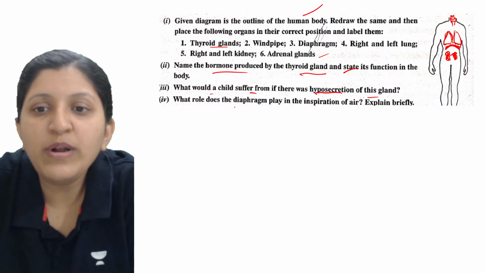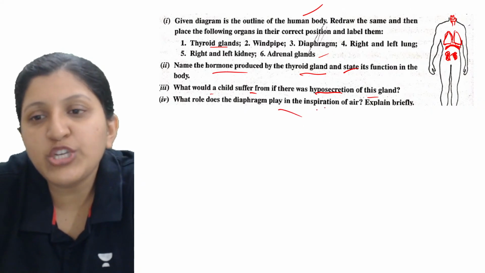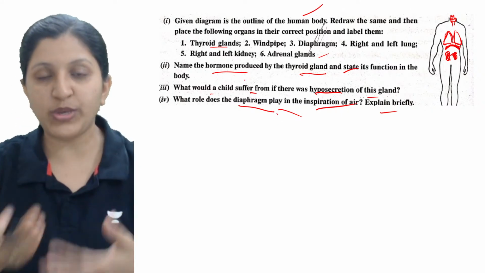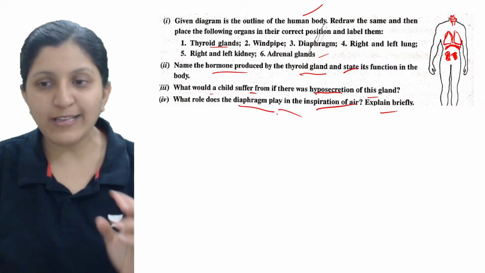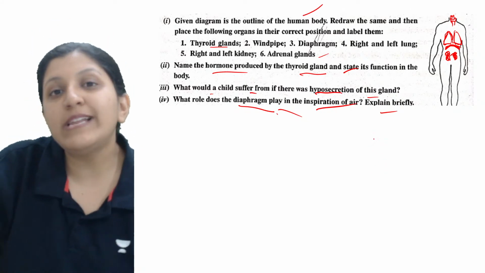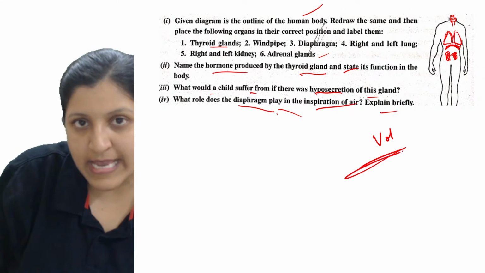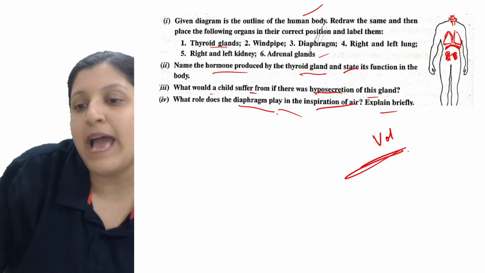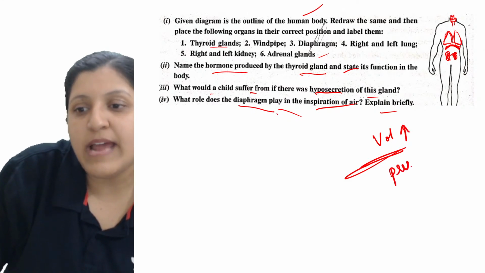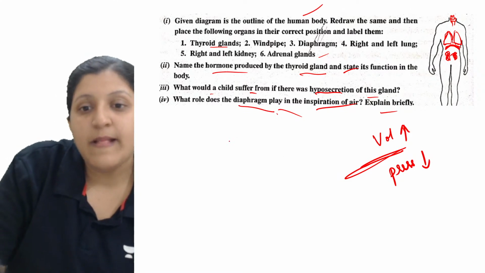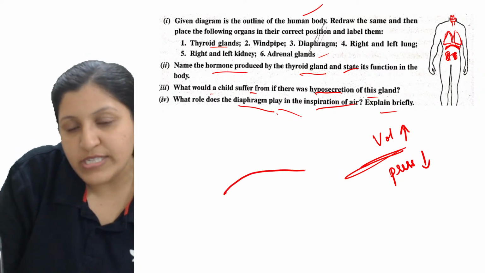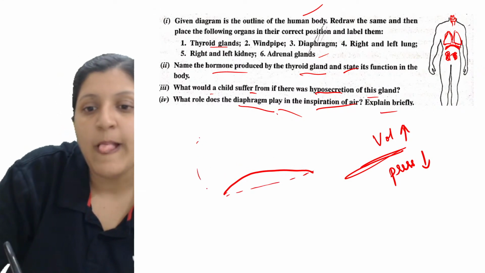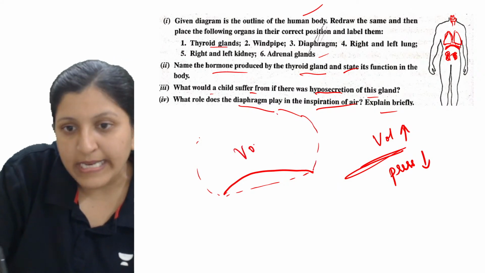What role does the diaphragm play in the inspiration of air? Explain briefly. This is with respect to diaphragm inspiration. When you have to inhale the air, what exactly happens inside? There is an increase in volume inside this particular lung space, and since the volume has increased inside, the pressure has decreased. So now there is this diaphragm which is there. This diaphragm is relaxed, and the thoracic volume is completely increased.